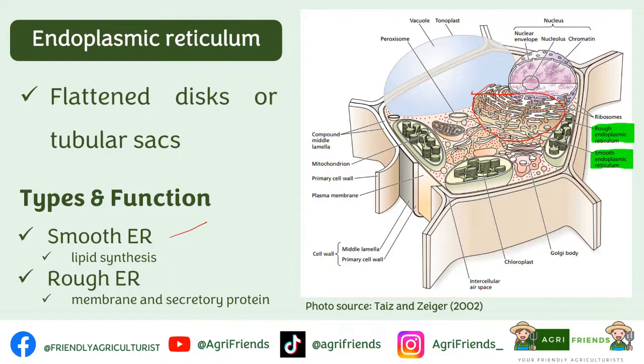In general, the endoplasmic reticulum is involved in cell-to-cell communication via the plasmodesmata. And in specialized cells, it serves as a storage site for protein.